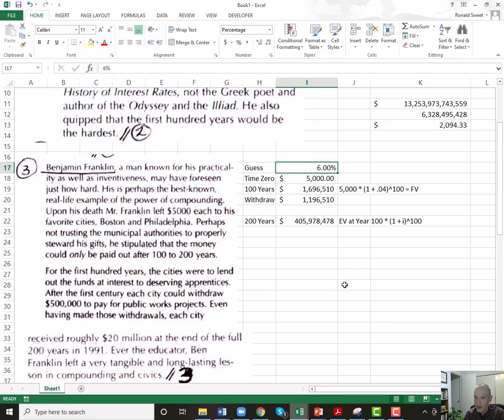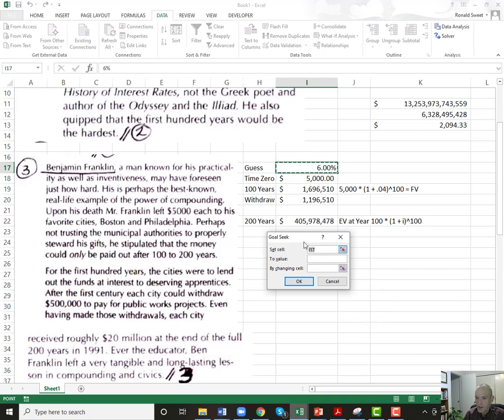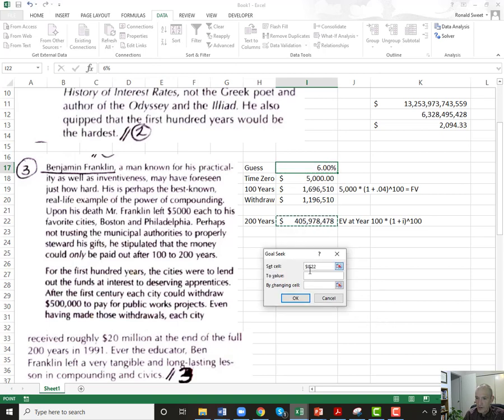So again, if you use the quadratic formula, you'll figure out the rate. And I've had students actually do that. But I'm not going to do that. I'm going to cheat. Hopefully you've used this function before. I'm going to click on Data and do What If Analysis, and I'm going to do Goal Seek. We'll use the data table as well. We want this value at the end of 200 years. We want it to be exactly $20 million.